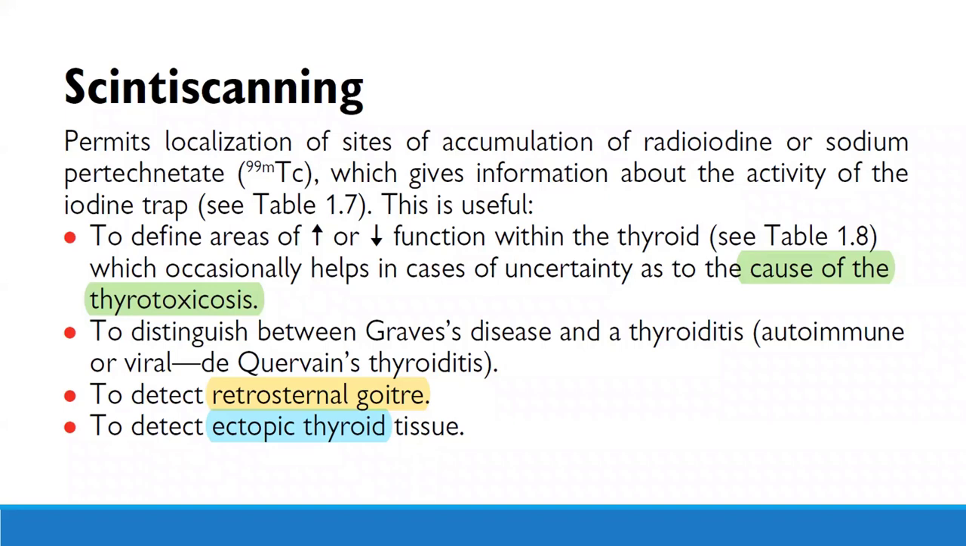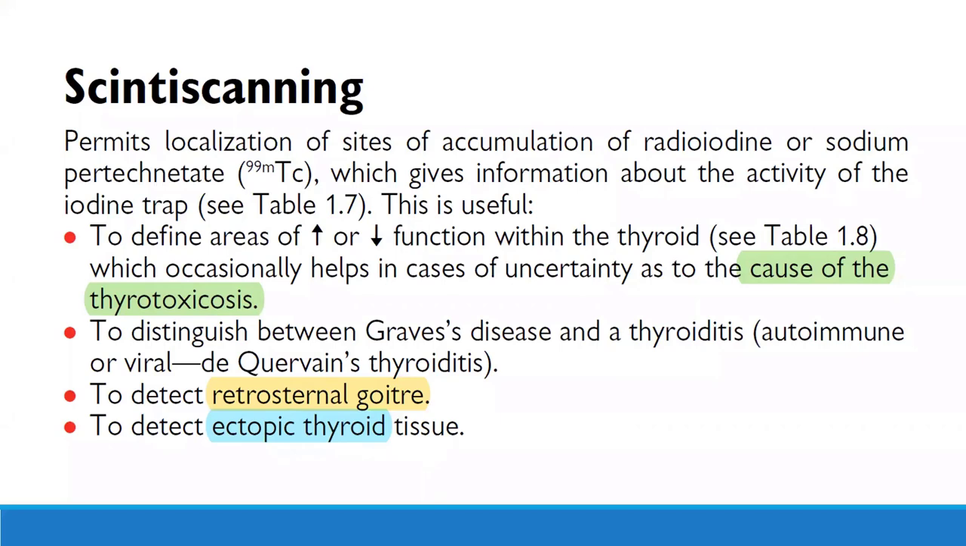Thyroid scan or scintigraphy is an imaging modality for the thyroid and a lot of endocrinological organs. It is used to define areas of hyper or hypofunctioning within the thyroid gland, and it is needed in some cases to define the etiology of thyrotoxicosis when we cannot define it. For example, to distinguish between Graves' disease and thyroiditis, or De Quervain thyroiditis. In the early stage of thyroiditis, the thyroid function test is the same as Graves' disease. TSH will be low or suppressed with elevation of thyroid hormone.